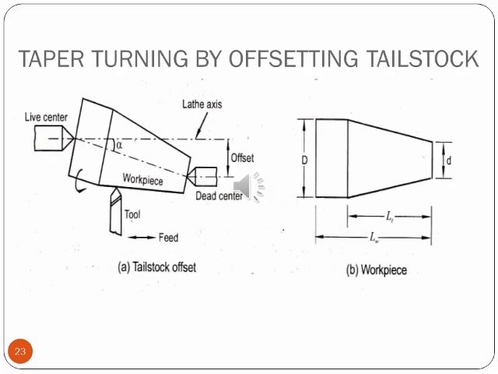Here you can see how the tailstock is moved away, or how the tailstock is offset, which in turn tilts the workpiece, thereby producing the taper.